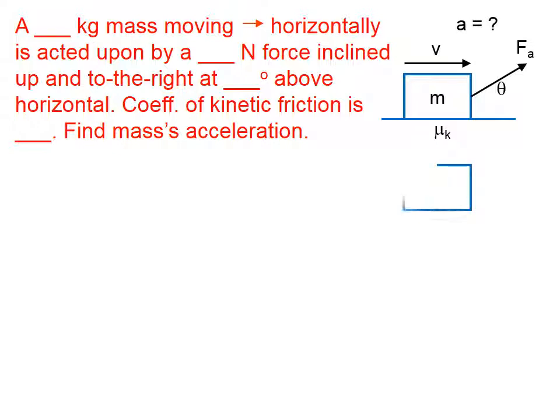Step 1 is to draw a free body diagram, which will look something like this. We'll have the weight acting downward. Friction will act to the left because the mass is moving to the right, and friction always opposes the motion.